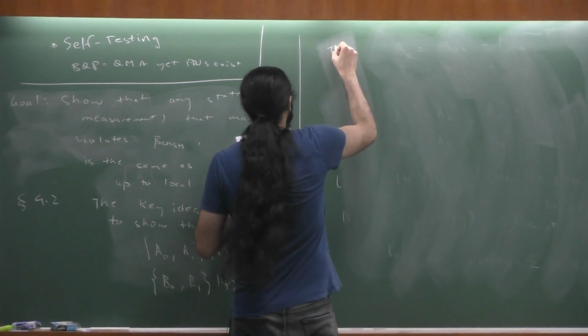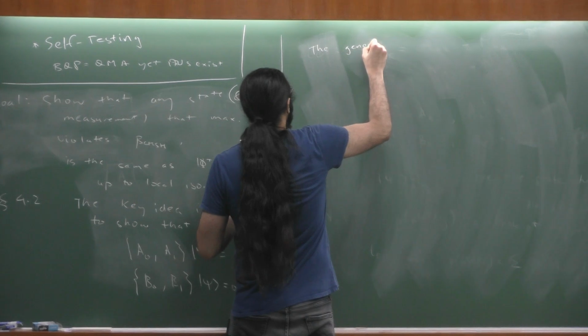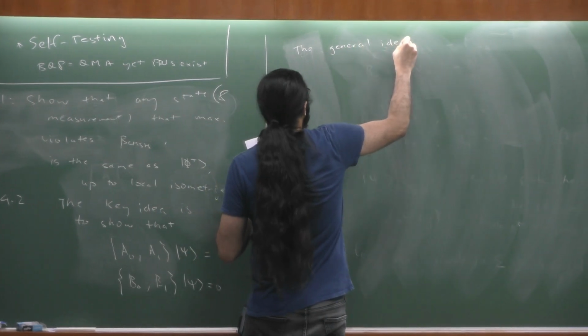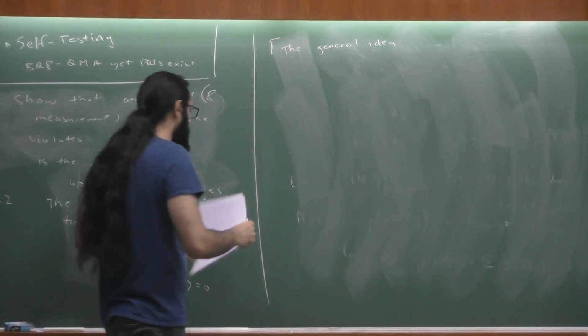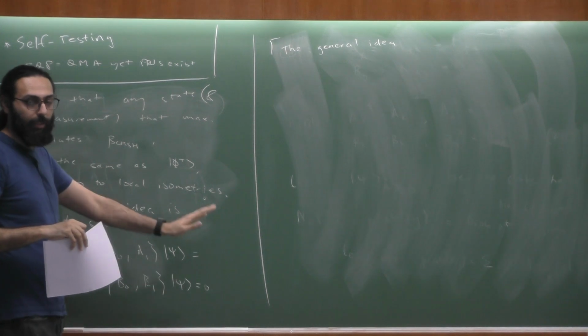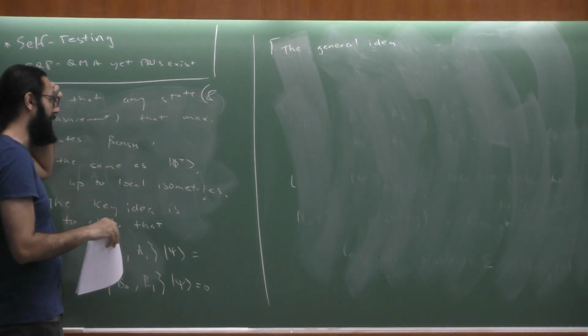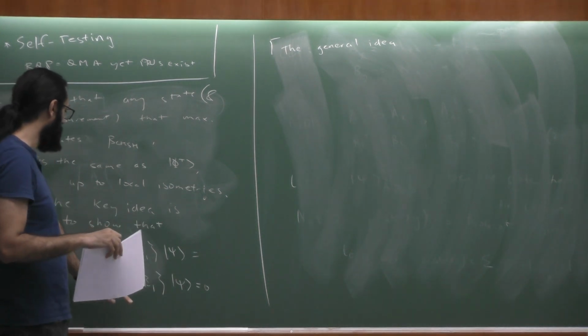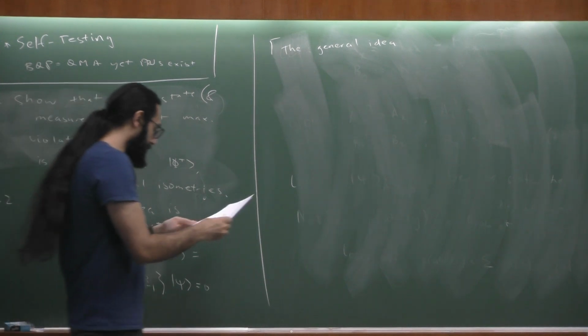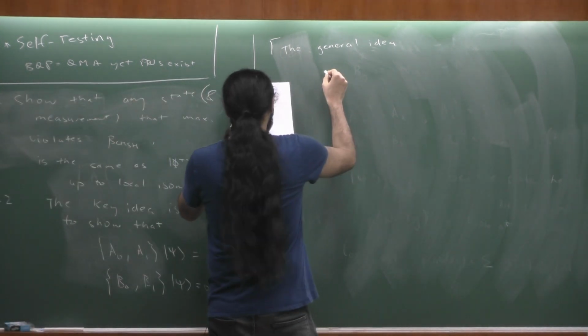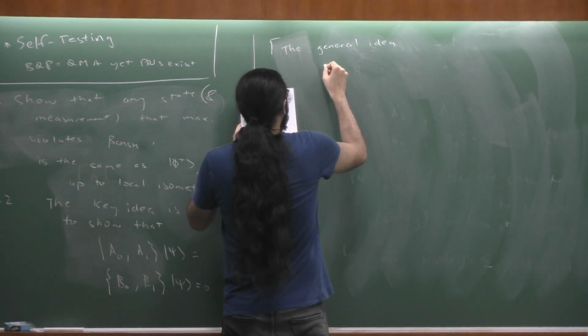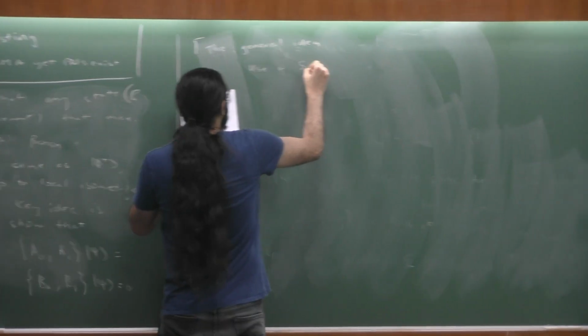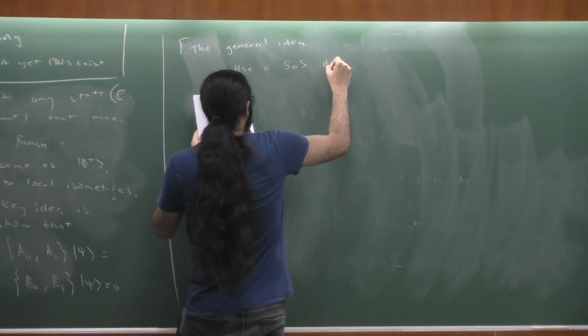So let me first tell you the general idea. Right now we're doing it for CHSH, right? We're doing it for a special kind of Bell inequality. This also holds much more generally for lots of different families of correlations. So in general, the strategy is as follows. What you do is you use a sum of squares decomposition.